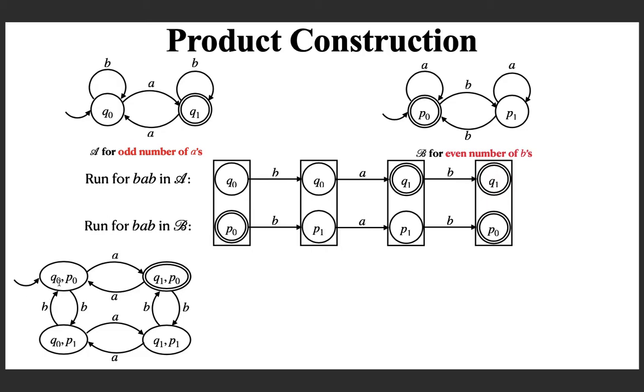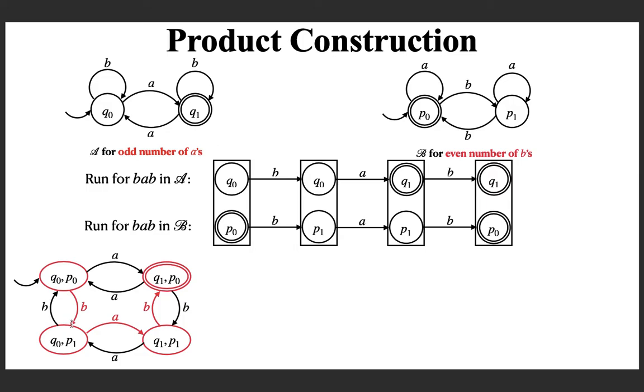In every other case, here the first one is not a final state from the first automaton, so it's not final. And here again, because of Q0 non-final. And here why is it? Q1 is final, but P1 is not final here. So if this is a final state here and this is a final state there, we made this a final state. So that is how you construct the automaton, and now you see the run for BAB in this automaton.